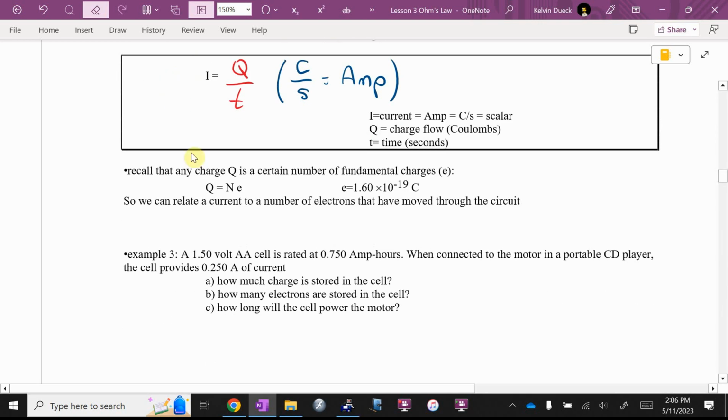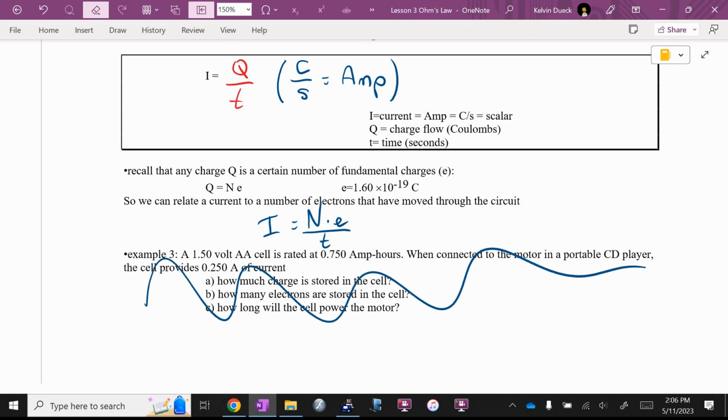Also, recall that the charge Q is a certain number of fundamental charges. Q equals NE. So we can relate current to the number of electrons that have moved through the circuit. I guess current equals the number of electrons times 1.6 times 10 to the negative 19 divided by time.